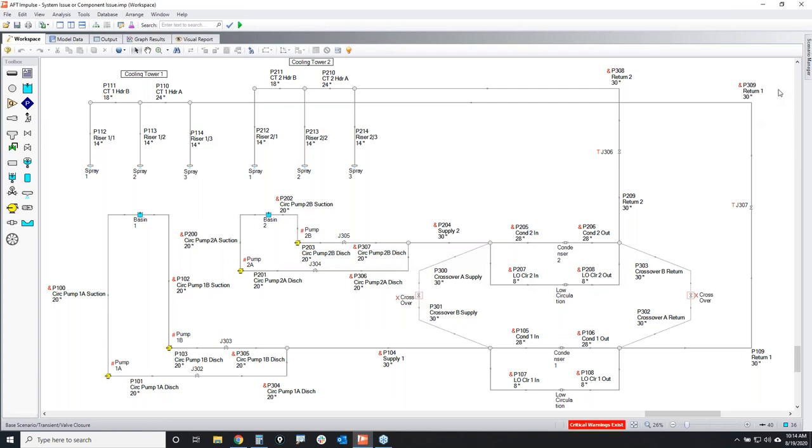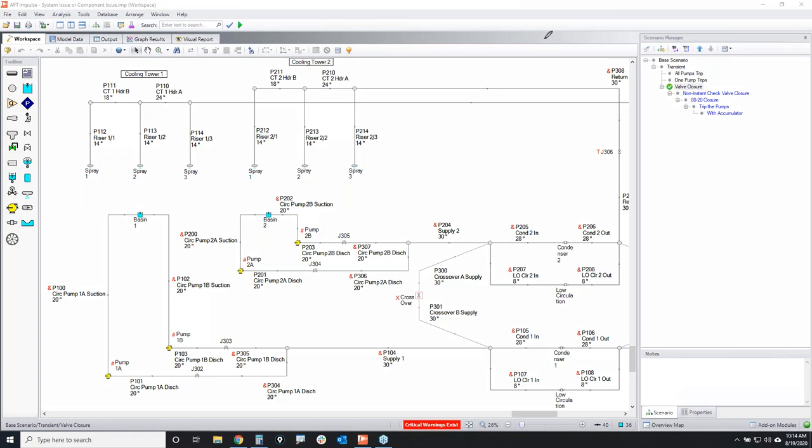and so I've already run all these scenarios, and this is the first one that I'm going to look at, the valve closure. When that valve slams shut, what happens? I've already run the model for all these scenarios because they take about a minute or two to run. And so this saves me some time. So I'm just going to cut straight to the output.